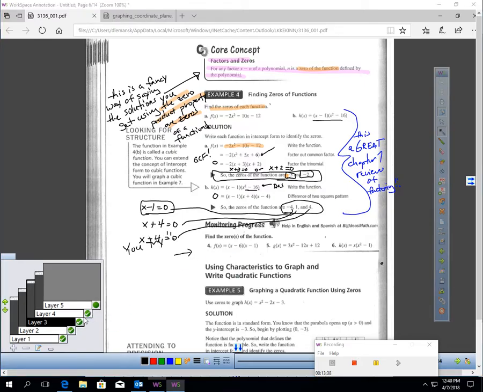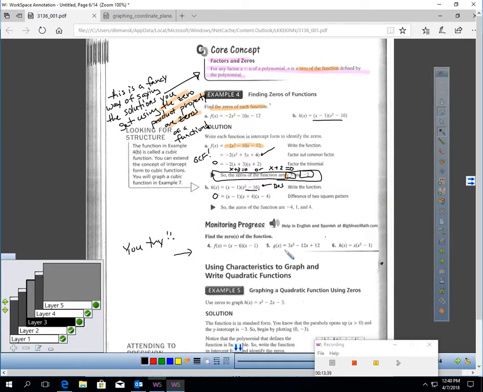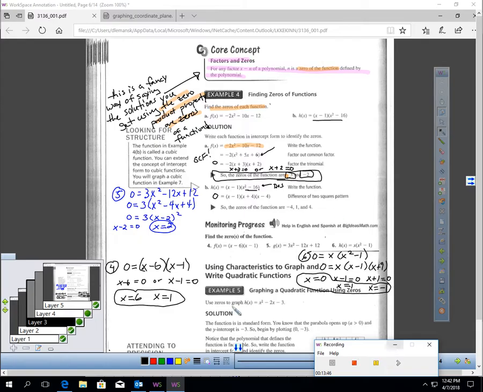What I would like you to do real quick is try 4, 5, and 6. Pause the video and find the zeros of these functions. Okay, and I'm back. In number 4, it's already factored for you, so this is pretty easy. Make y 0 and solve. You get 6 and 1.